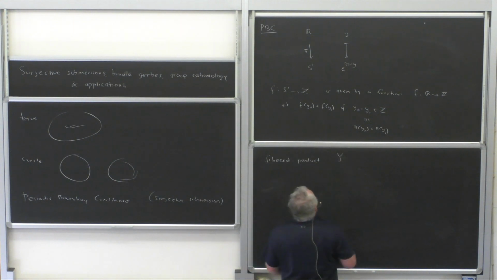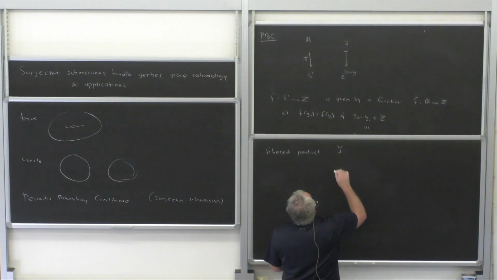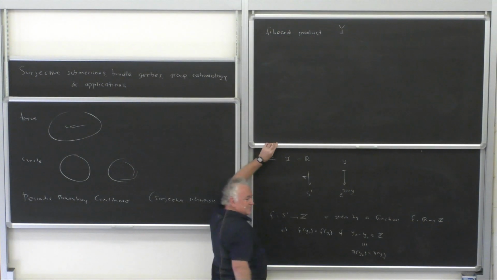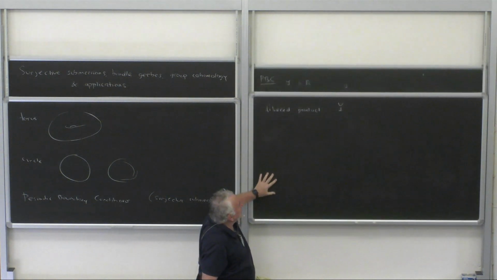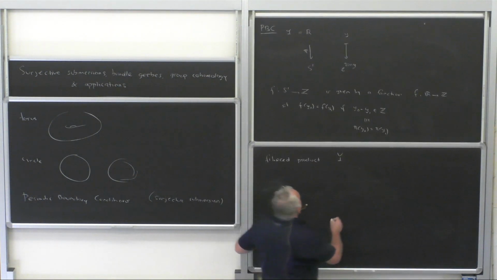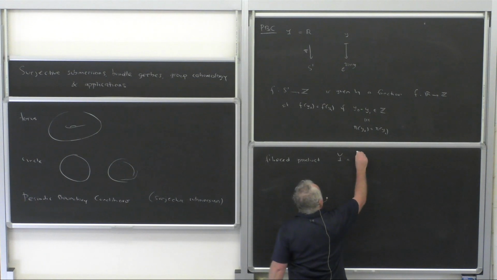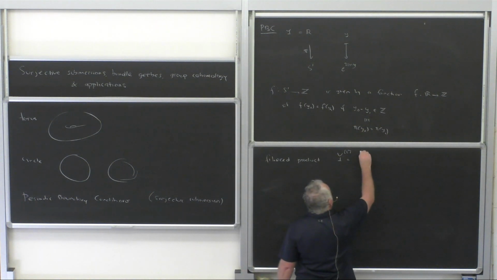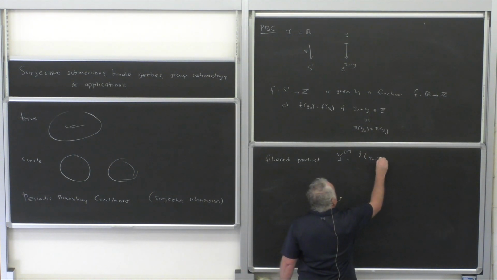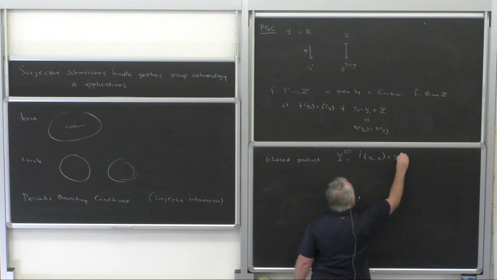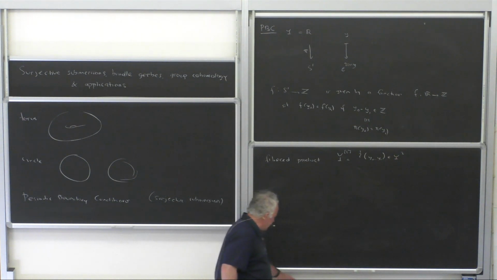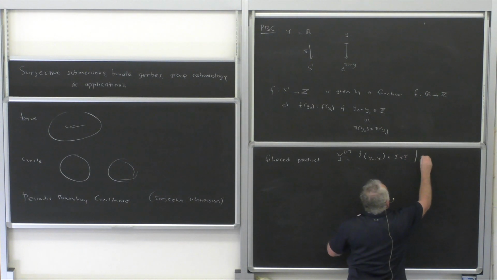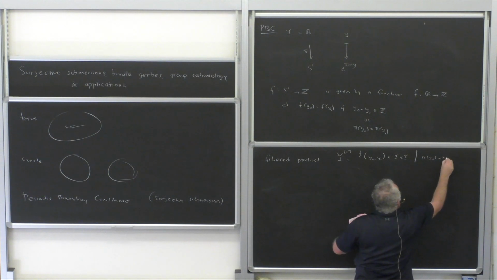So, let me do it more generally. Y in my case is just R. In general, it would be some surjective submersion. So a fibered product of such a situation is, well, the fibered product of two elements in Y is the set of elements y0, y1 in the Cartesian product Y cross Y, such that pi(y0) equals pi(y1).